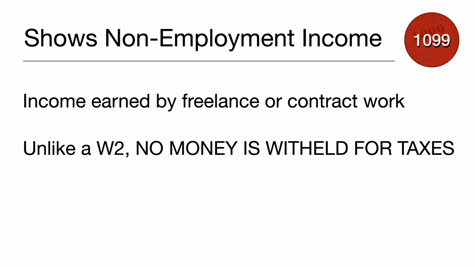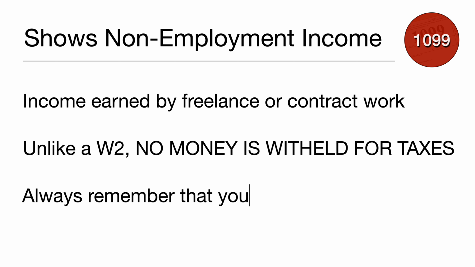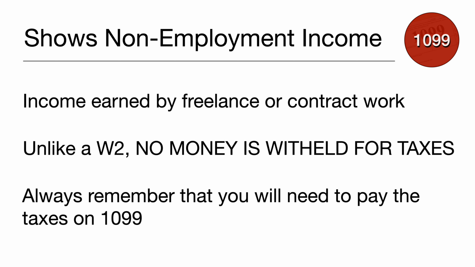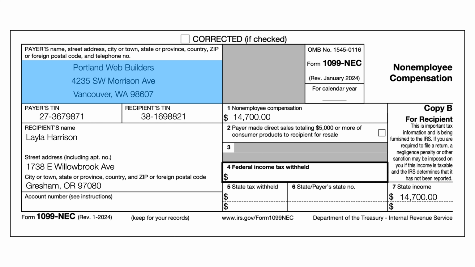So if you made $20,000, you'll get paid $20,000. They don't take anything out for taxes. So it's always important to remember that you will need to pay taxes that are not taken out. So save some extra money if you're doing 1099 work, because you're going to have to pay it later in taxes. All right, so here's a 1099 form.